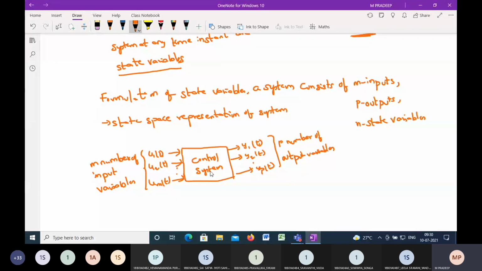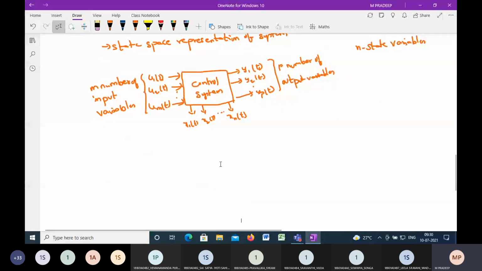And we are going to call the n number of state variables x1 of t, x2 of t, and so on up to xn of t. This we are going to consider, so these should be called my n number of state variables.